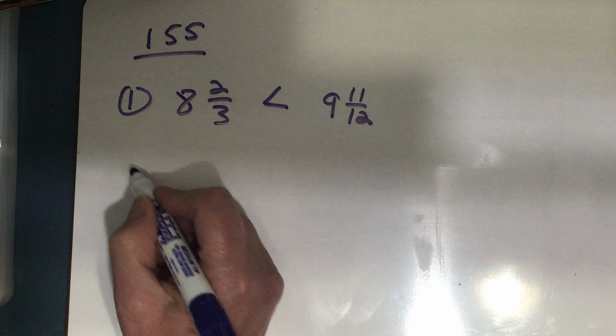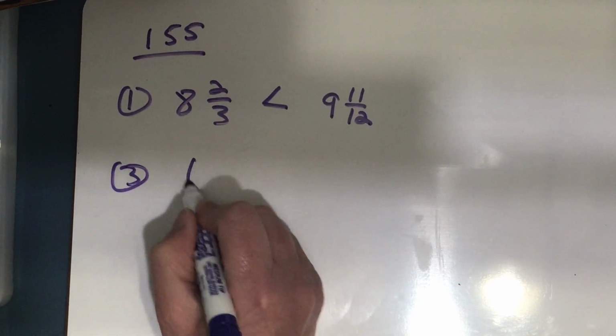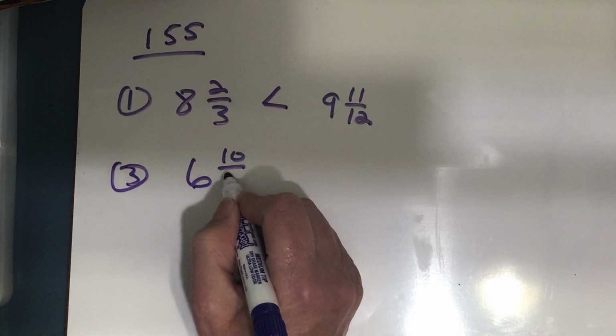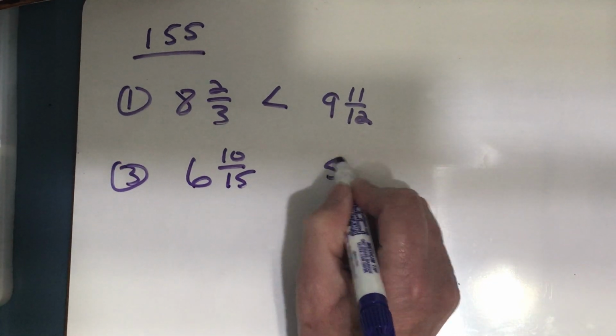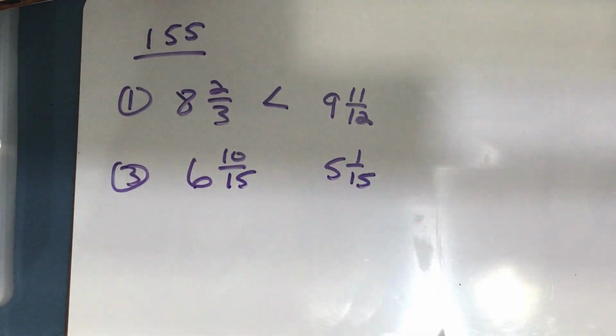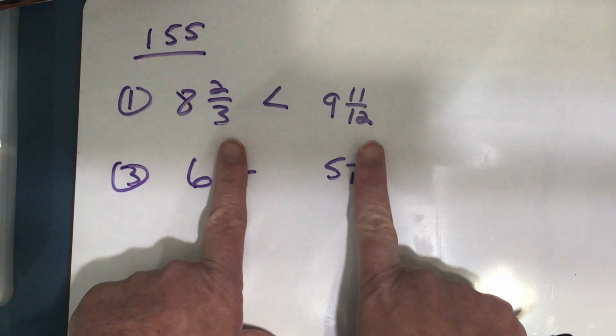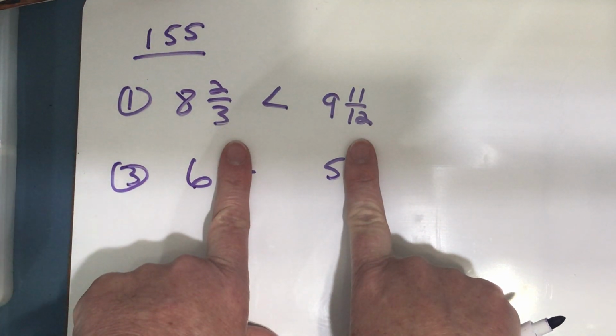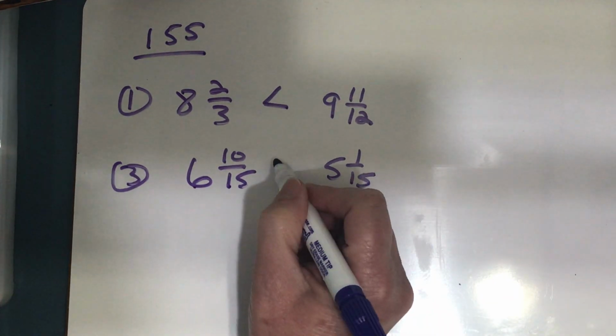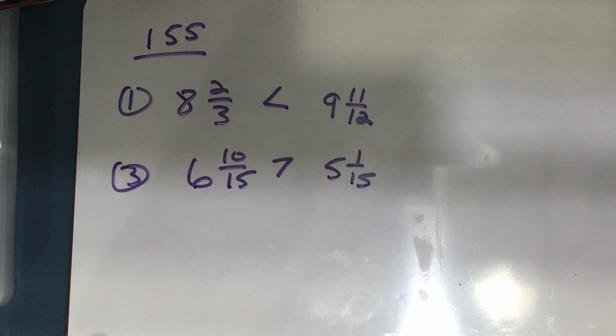And if I go to number 3, I see I have the same thing. I have two different whole numbers. So I don't even have to look at the fractions. I just have to look at my whole numbers. And I can see that 6 is greater than 5. But it doesn't always work that way.